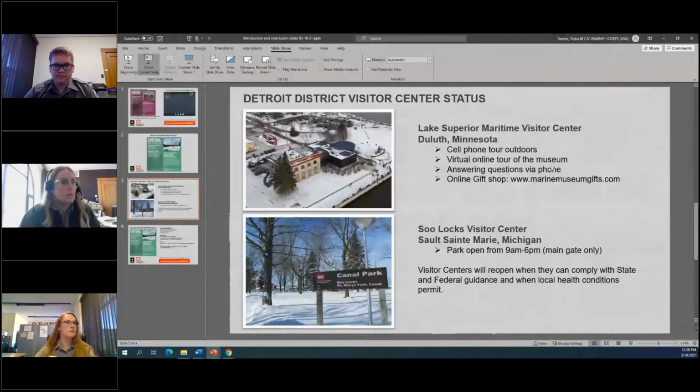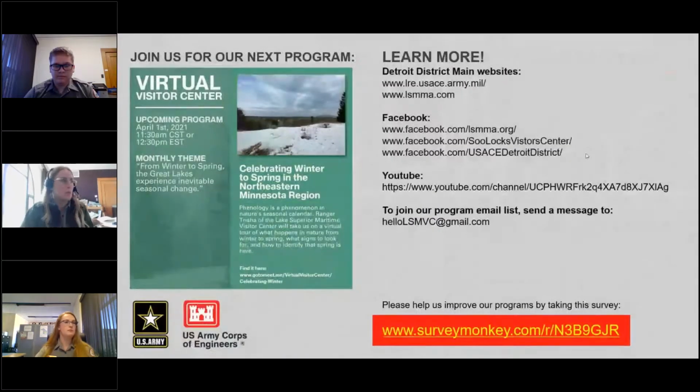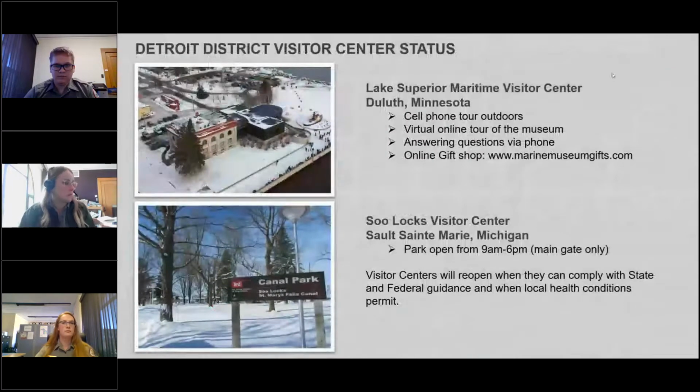Okay. Before we get into questions, I wanted to update everybody on the status of our visitor centers. Not much has changed. If you've attended our previous programs, we are pretty similar to last time. So the Lake Superior Maritime Visitor Center, we still have cell phone tours outdoors accessible on your mobile device. There's the virtual online tour of the museum. We are still here during business hours answering phone calls, and there's the link to the online gift shop.